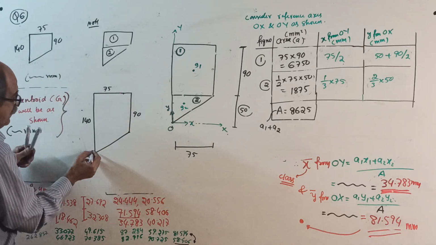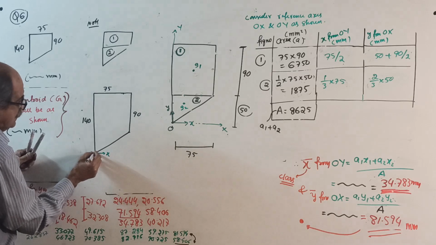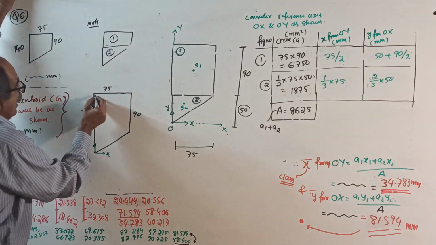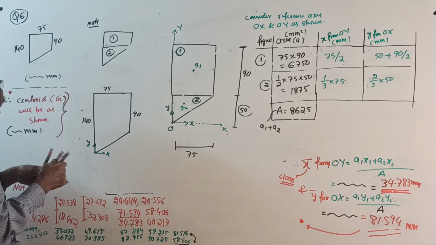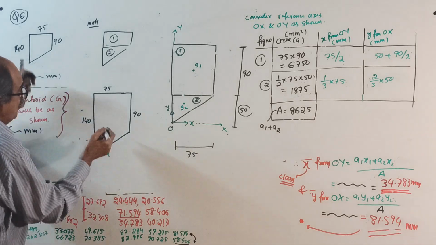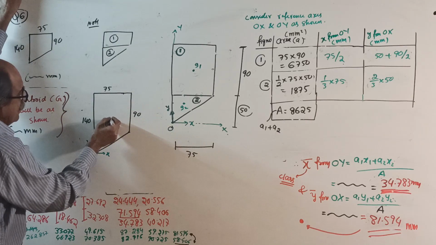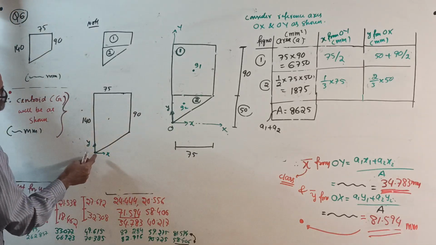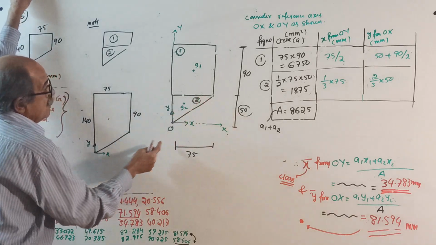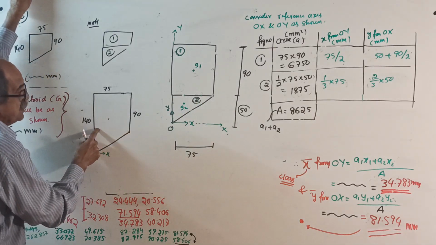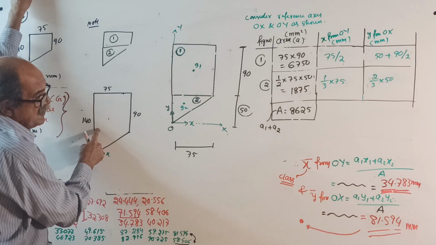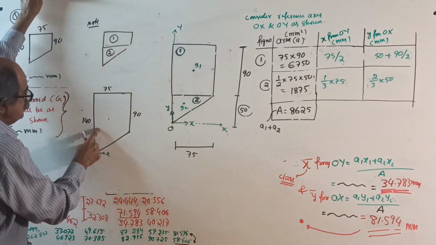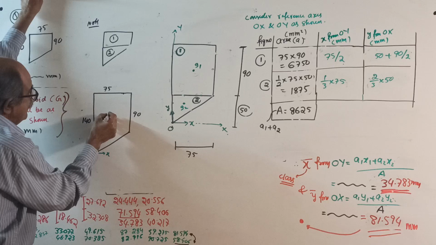Our origin is here. This way x and this way y. Our x bar came 34. Half of 75 is 37.5. But we got 34. Therefore, from center, slightly left side. Y bar, we got 81.594. See, this is 50. So from here, when you go to 50, you reach here. You have to go by another 31.594. Means 90 half is 45. So little below. Okay, now reasonable.